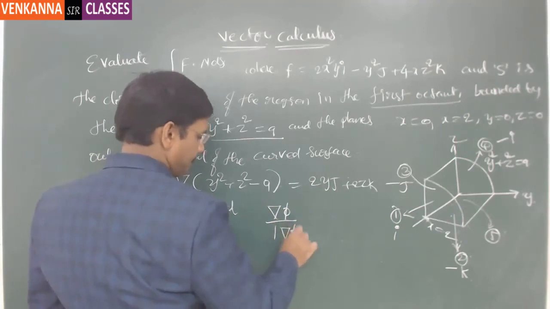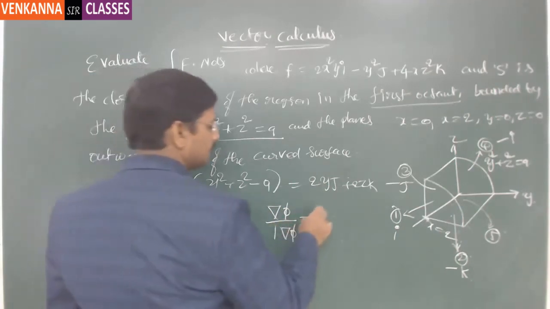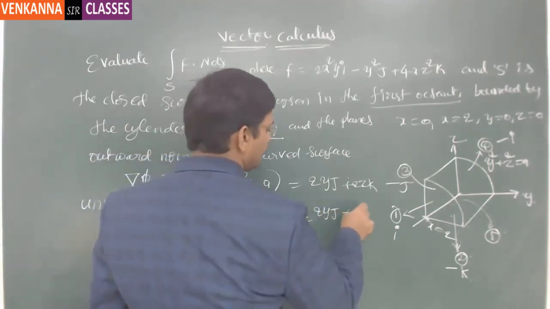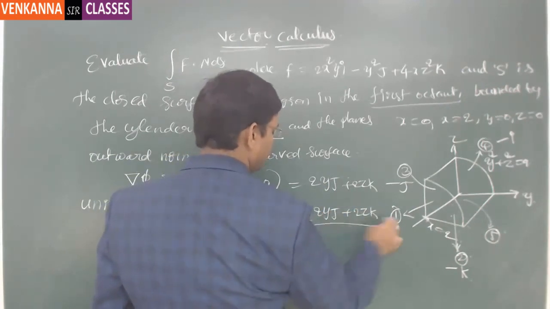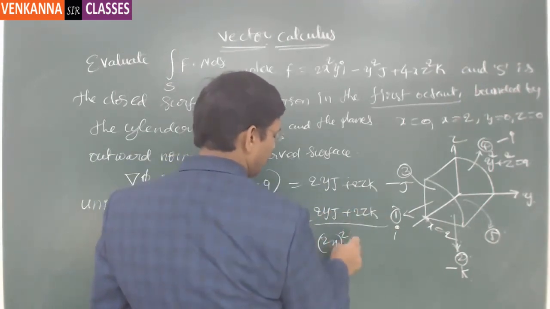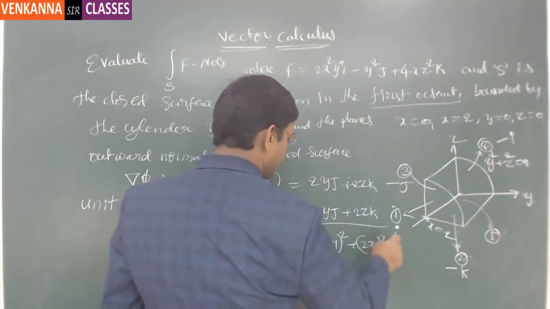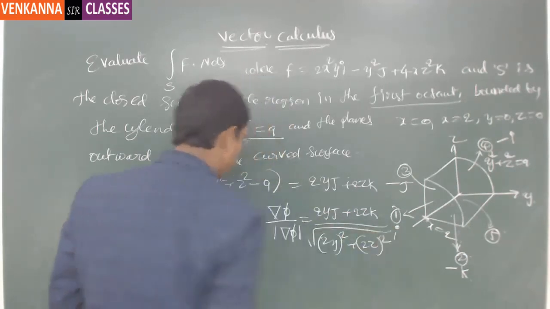So this is mod del phi. This is 2y j plus 2z k divided by the square root of (2y) whole square plus (2z) whole square. So this is the unit outward normal.